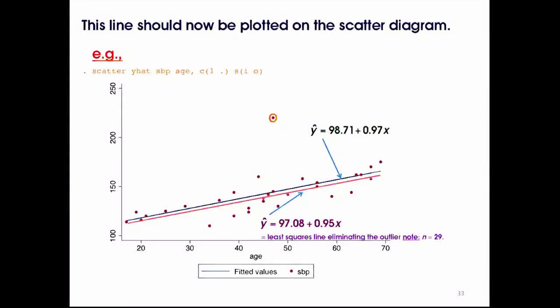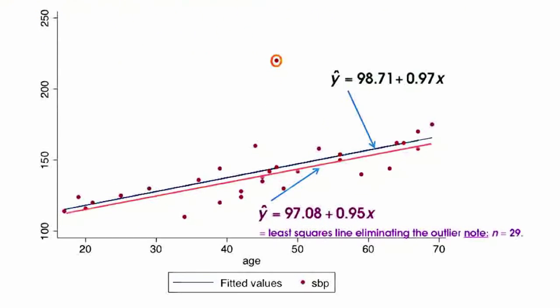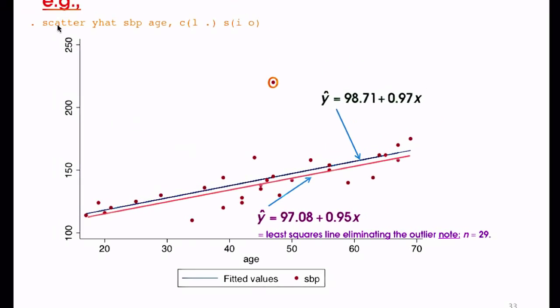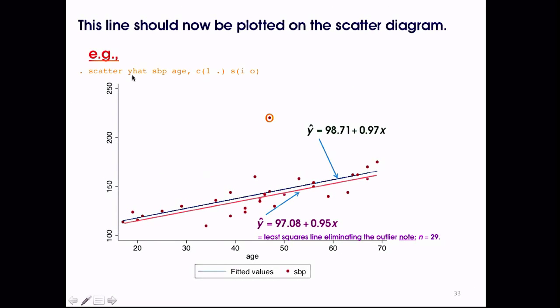In fact, I did this an additional time where I drew the regression line initially with the outlier in it. That's this top one. And then I threw the outlier out and I have the bottom one. So I actually have two graphs drawn on this one. But the basic command is this. This says scatter, and there are going to be two plots drawn. One is going to be plotting y hat versus age.